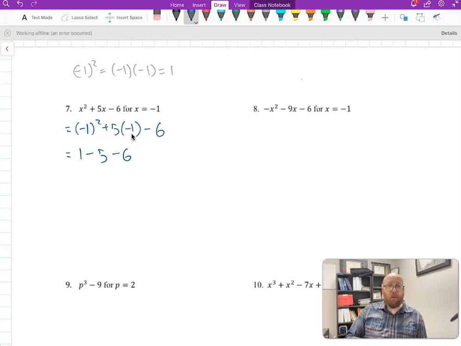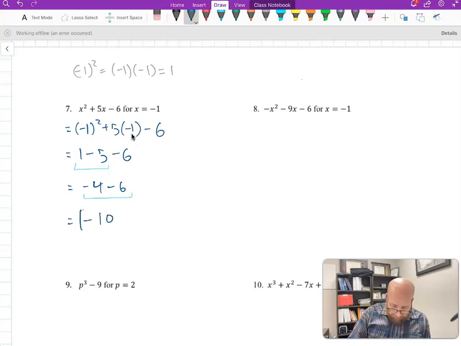Now, following the order of operations, we're going to work from left to right because we're just dealing with subtraction. So 1 minus 5 is a negative 4. And then negative 4 minus 6 is a negative 10.